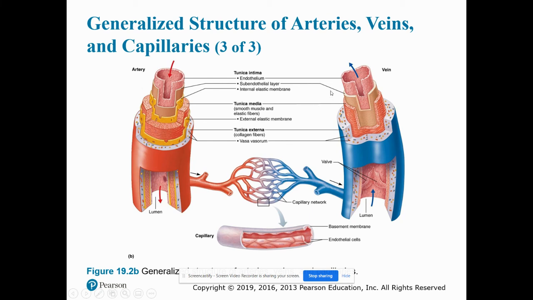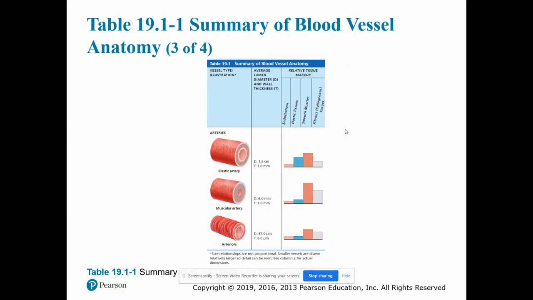So again, tunica intima, similar. Thinner tunica media here with the veins, thicker with the arteries. Tunica externa is thicker on a vein. And then again, this table is the same table we've already seen.